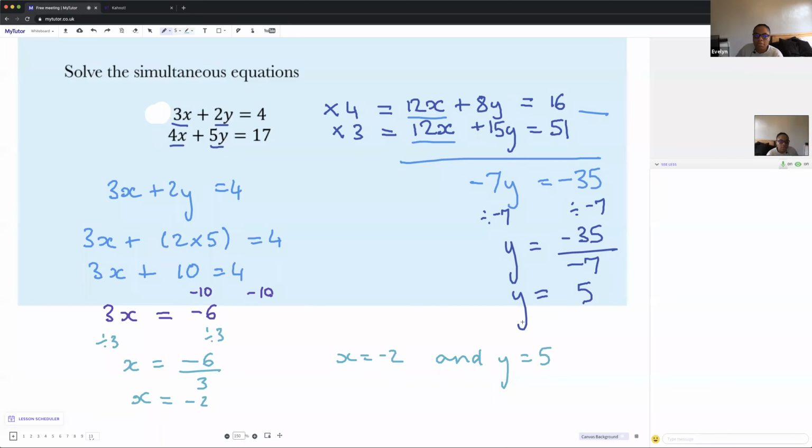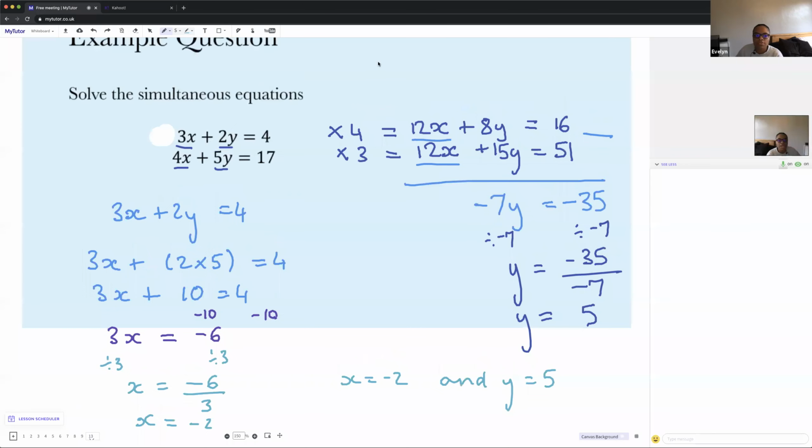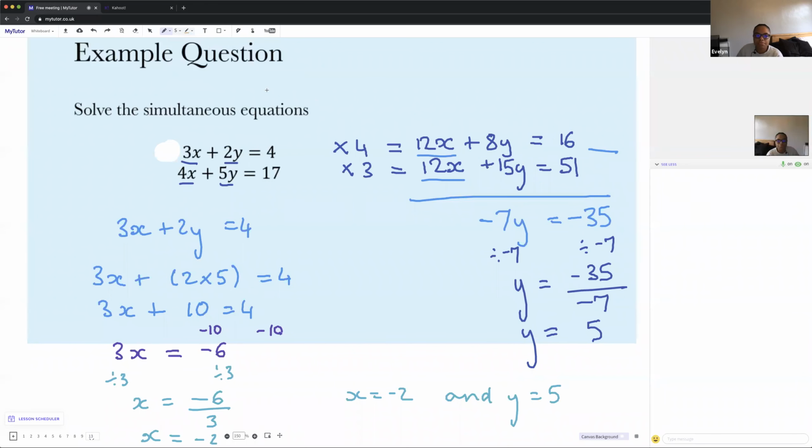And always remember to check. So if you put it back into this equation, x equals minus 2, y equals 5, you should get minus 20 plus 20, minus 8 plus 25, which gives you 17.